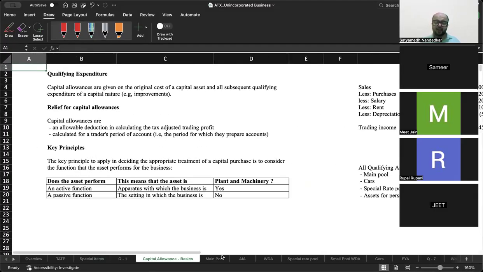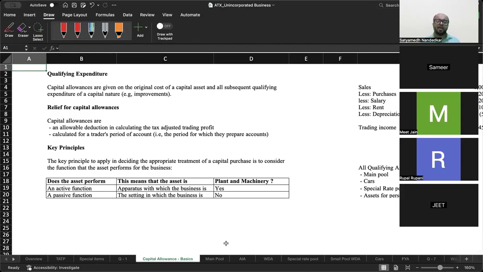To calculate capital allowance, you divide all your assets into main pool and special rate pool, plus you have to do some more classification. Capital allowances are given on the original cost of a capital asset and all subsequent qualifying expenditure of a capital nature. Now, how do you get relief for capital allowances? Basically you get it in the form of, like how you get it for depreciation, in the same way here also you calculate written down allowance.